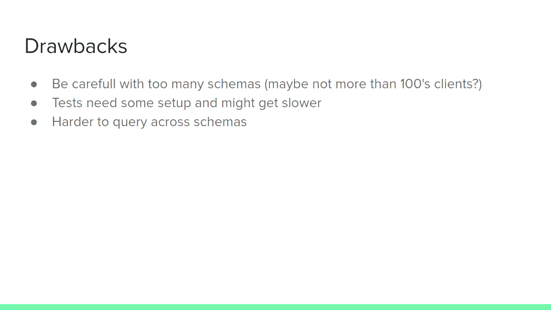Some drawbacks would be, I never reached that point, but you might want to be careful with too many schemas. I've read a little bit about it, and it looks like you shouldn't be doing more than a few thousand clients in a single database. Your tests might get a little slower because of all the migrations and stuff, and it's going to be hard to consolidate any data, aggregate stuff, because they are in separate schemas, and you need to do that union.